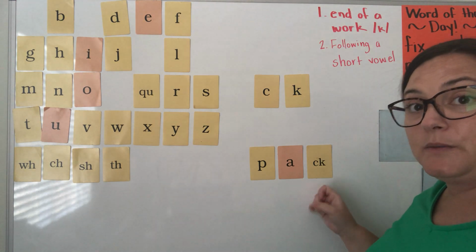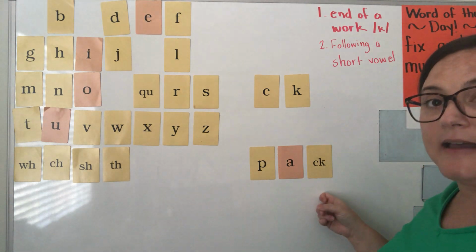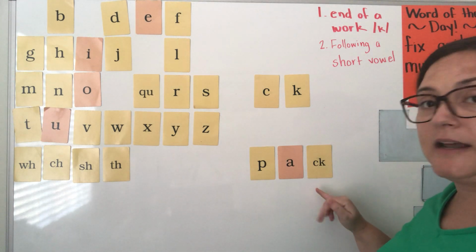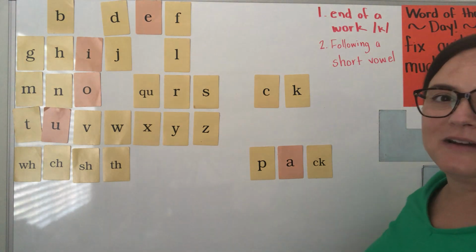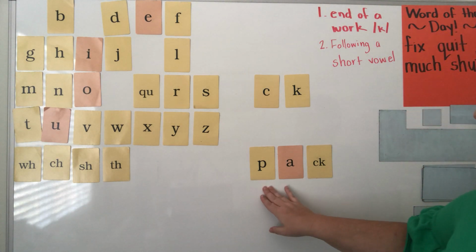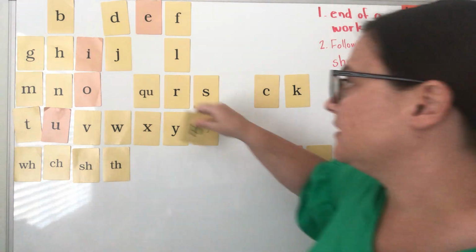However, with this one, we knew that it has a short vowel and the last sound is k, so I knew I needed to use CK there. Let's tap it one more time. Pack. Let's clear the deck and do another example.